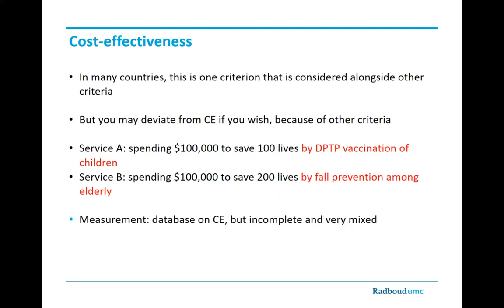What happens if in service A you're spending $100,000 to save 100 lives of children through DPC vaccination of children, versus service B spending $100,000 to save 200 lives by fall prevention among elderly. So if you're in the room, firstly, which intervention is more cost effective? Service A or service B? So put up your hand for service A, put up your hands for service B.